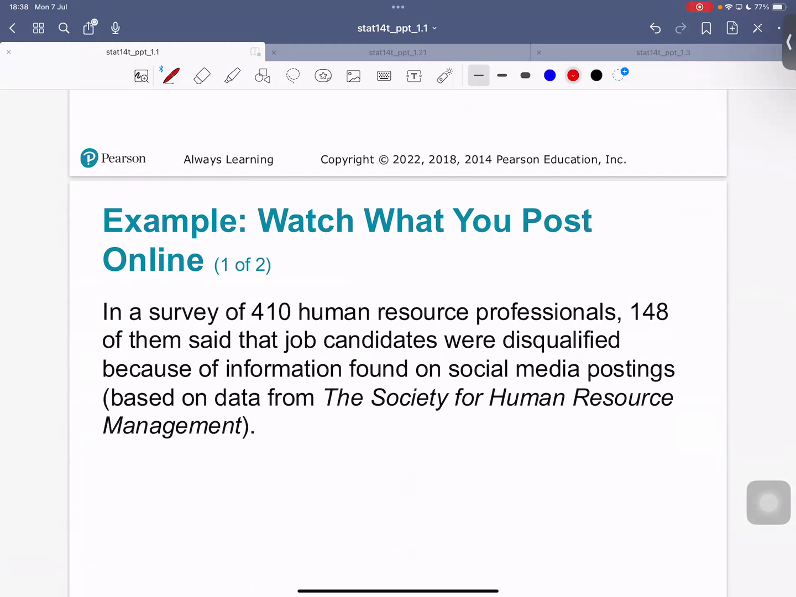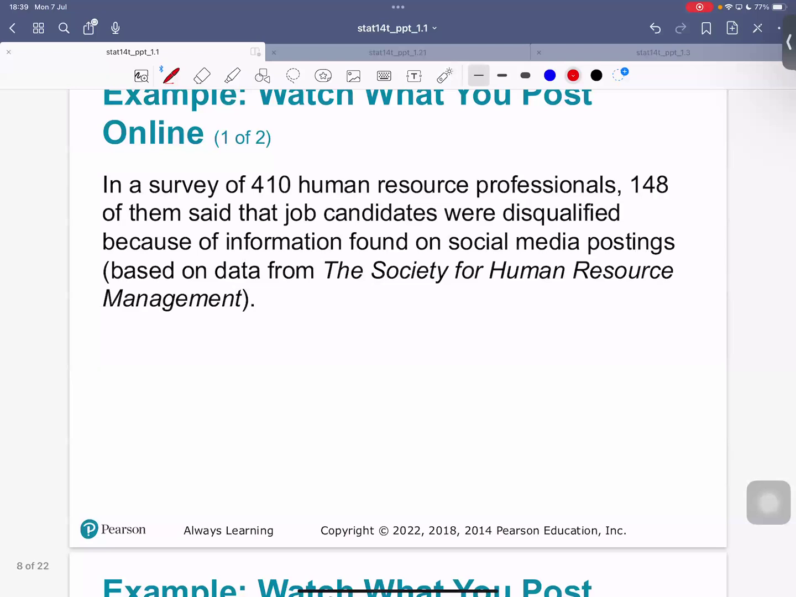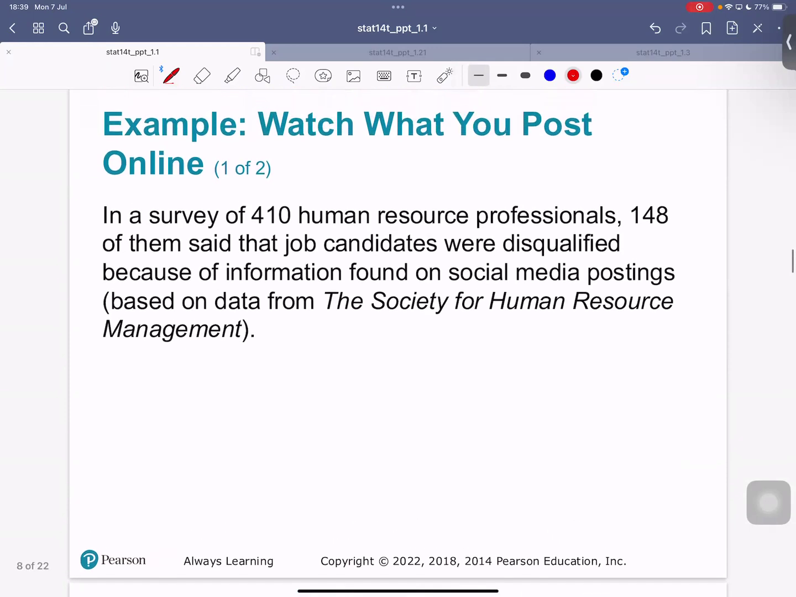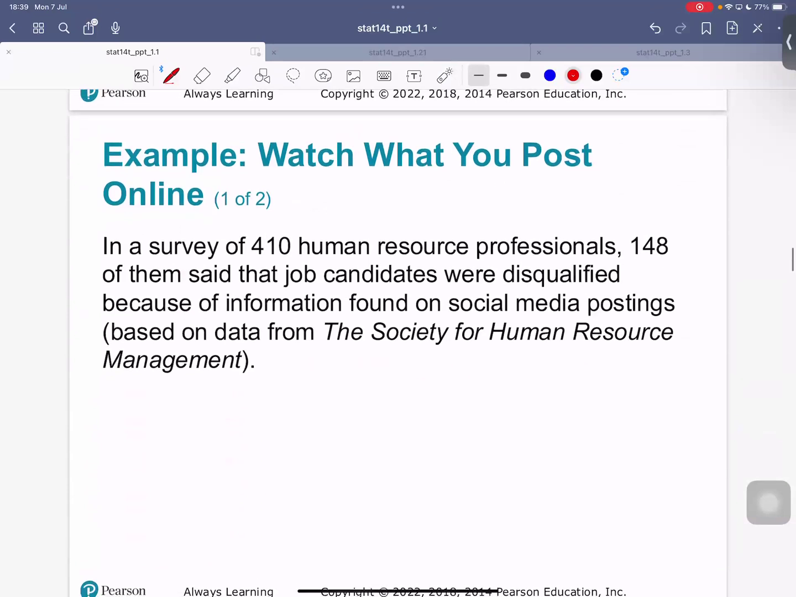Watch what you post online. Example: in a survey of 410 human resources professionals, 148 of them said that job candidates were disqualified because of information found on social media postings, based on data from the Society for Human Resource Management. Okay, for this example, I'm not gonna show the solution yet. Let's find what is the population and what is the sample in this one.